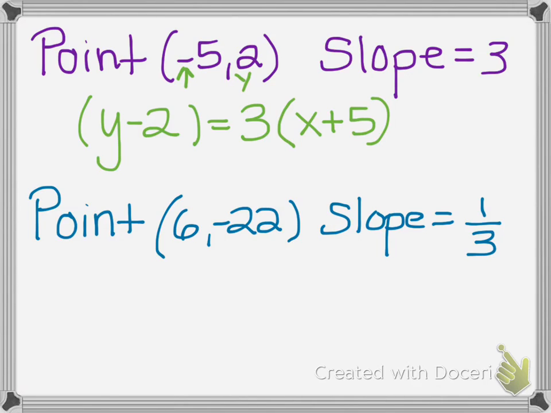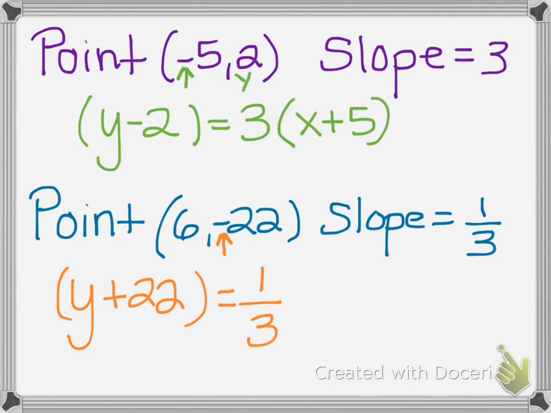Okay, so our final answer, or our equation, is going to be y plus 22, since it's negative and we have minus a negative, equals 1/3 is our slope, times x minus 6. There we go. That's our equation.